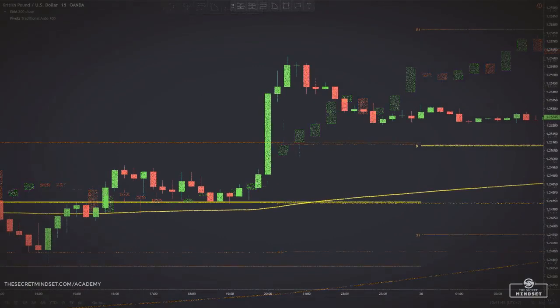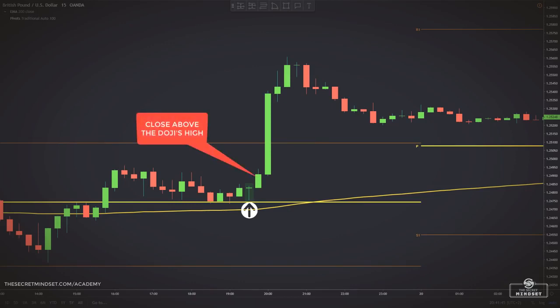Here is another example on a 15-minute chart on the British pound US dollar. Once we added our pivot points, we have our first area of interest here. As you can see, the market traded around the pivot level and the doji pattern formed. We have a close above the doji's high. Also, note that the market closed above the moving average, which is also bullish. Once we have a close above the high of that doji, we can start searching for long entries.